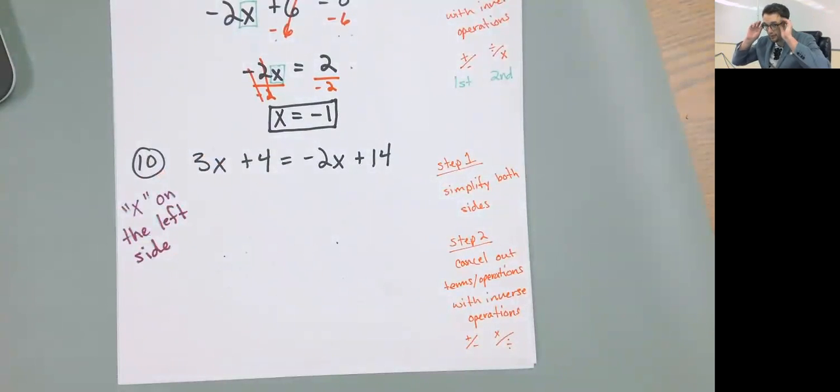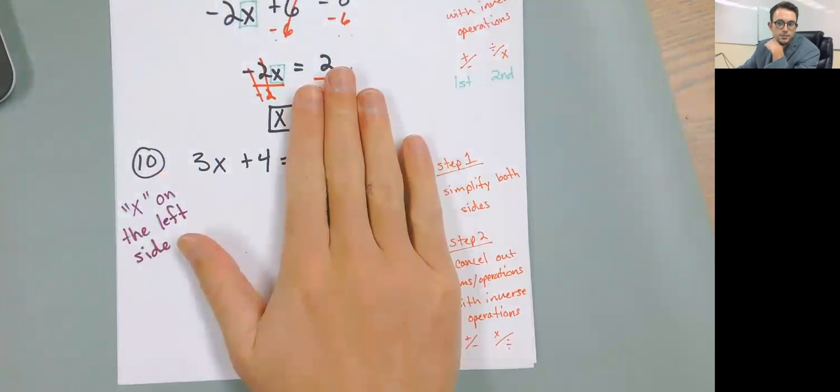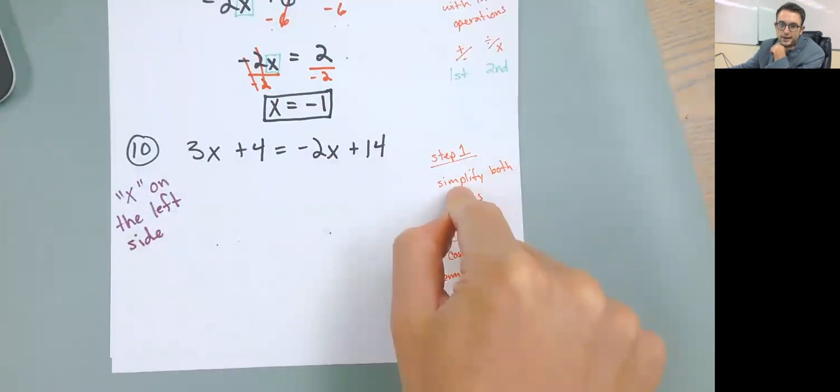I'm forgetting myself. Step 1 first. Foolproof method. Don't skip steps. Step 1 first. Is the left side simplified? I think so. I can't simplify that anymore. They aren't like terms. Can't do anything. Is the right side simplified? I think so also. All right. Double check that first. So step 1 is done.